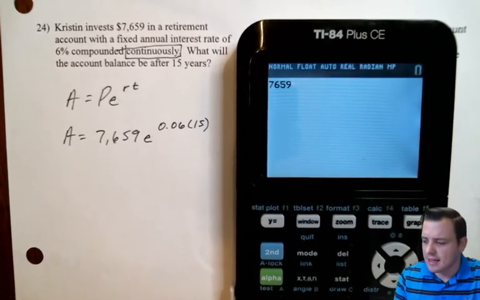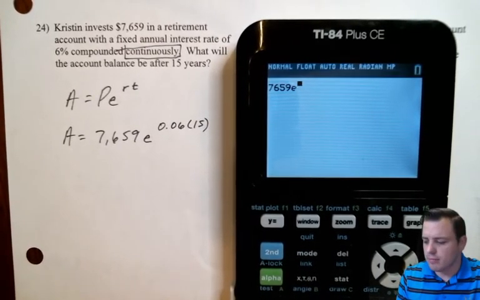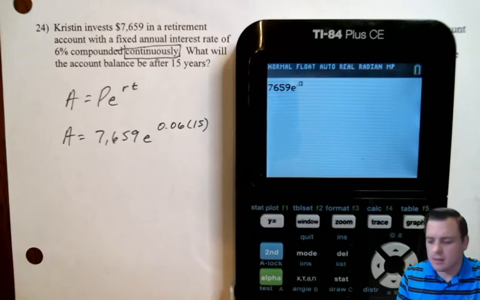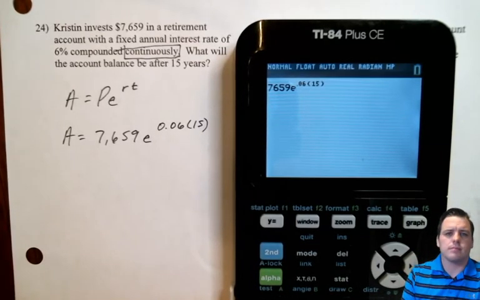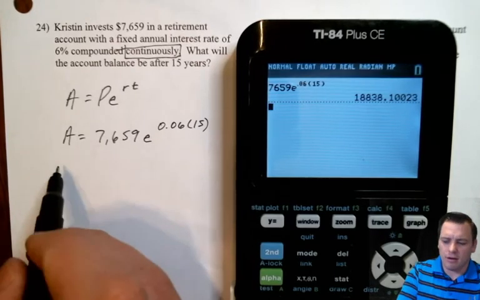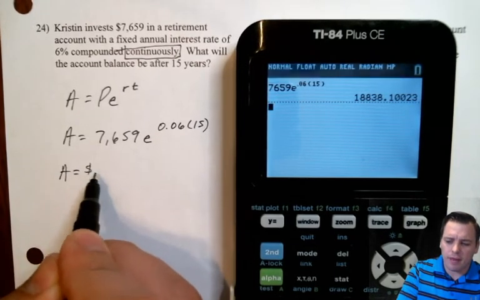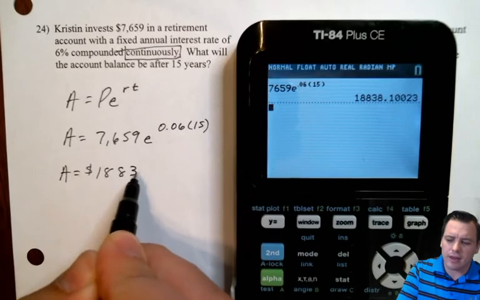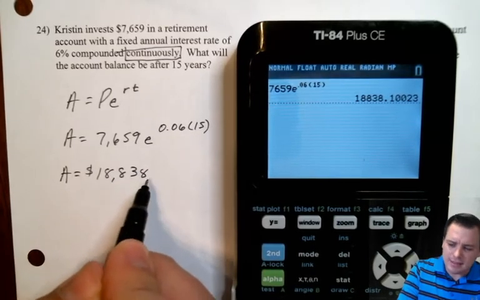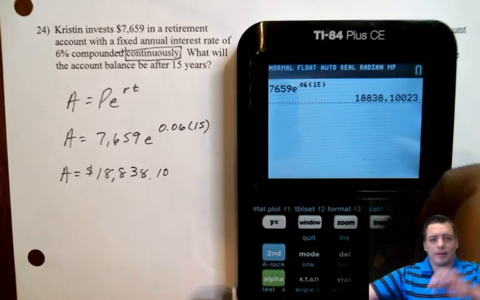7,659 times e raised to the 0.06 times 15. And we get an amount of $18,838.10. Confirm that with the back. We're good.